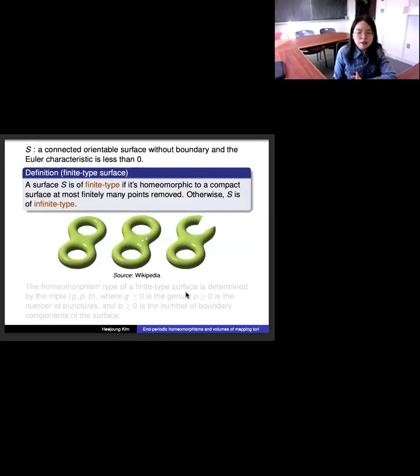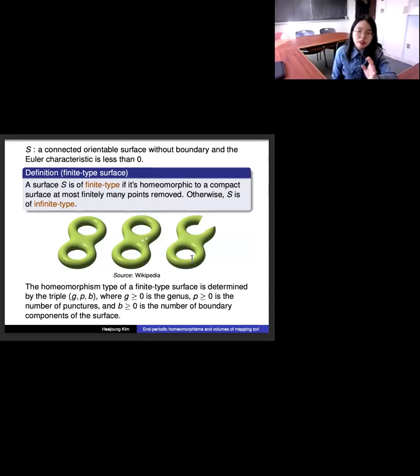So here are some finite type surfaces: a genus 2 surface, a genus 2 surface with 2 punctures, and a genus 1 surface with 2 boundary components. And it is known that the homeomorphism type of a finite type surface is determined by the triple: the genus, the number of punctures, and the number of boundary components of the surface.